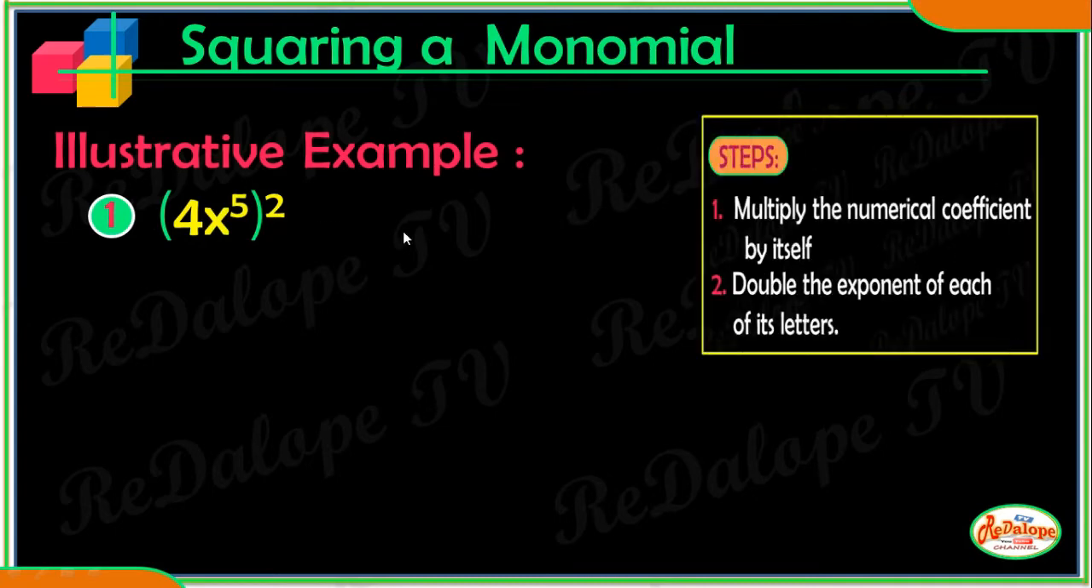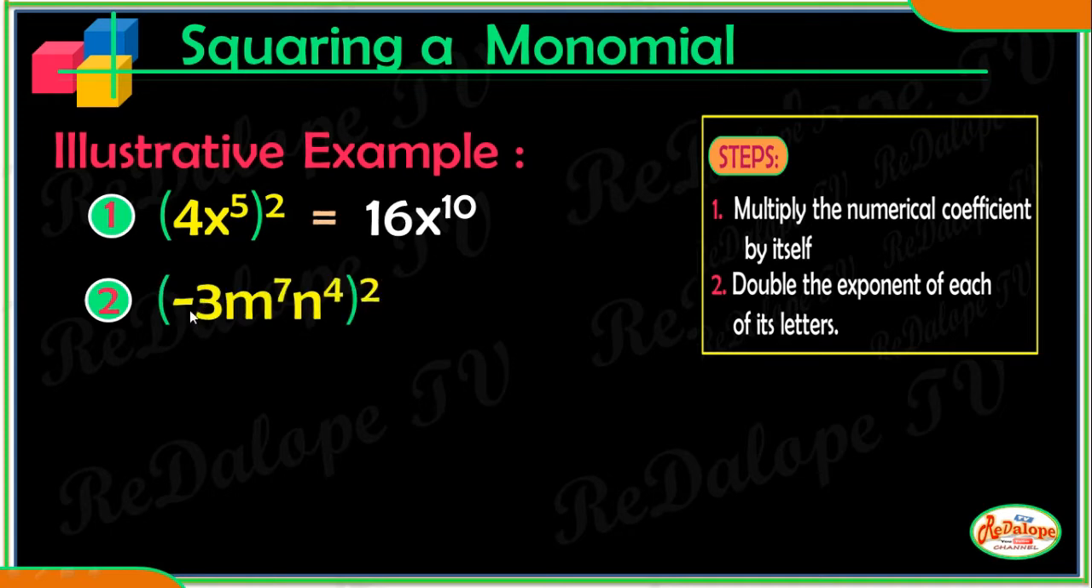So what we will do is to multiply the numerical coefficient by itself. So 4 by 4, so that is understood to be 16. Double the exponent of each letter or variable. So the variable is x, so we write x here, and we will double the exponent of the variable, or simply multiply 5 by 2, so that is understood to be 10. So (4x^5)^2 is equal to 16x^10.